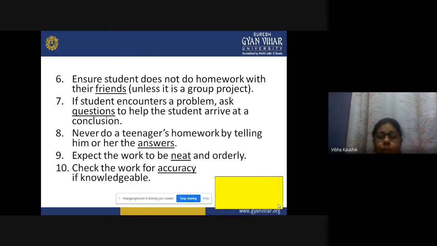It has to be expected from the students or children that the homework or the assignment that has been done by them should be neat and in proper order. Check the work for accuracy if knowledgeable.